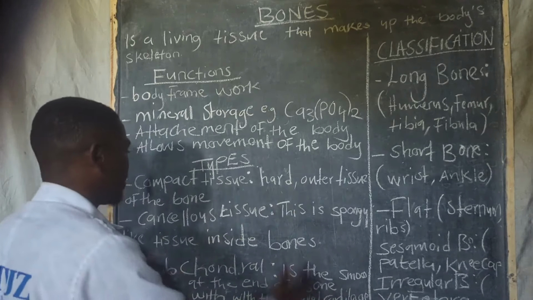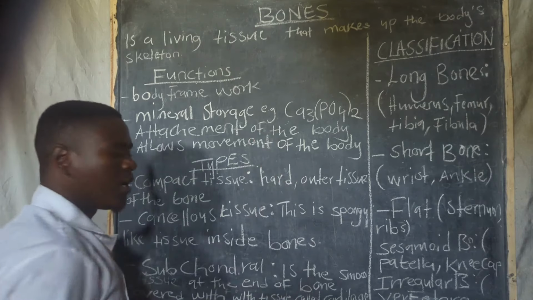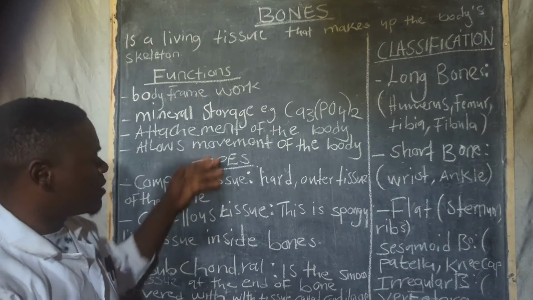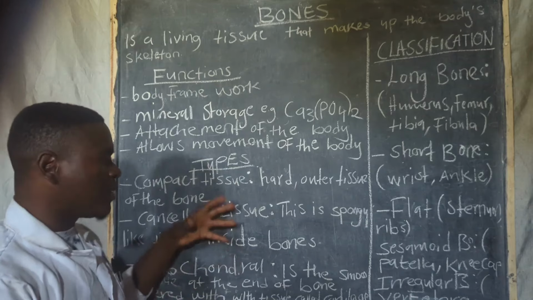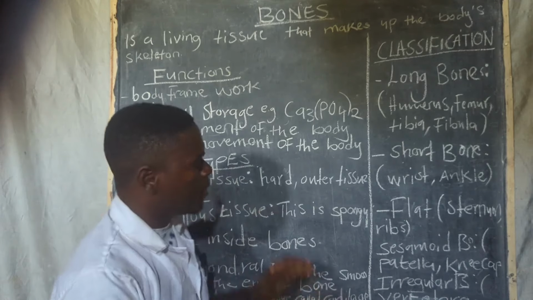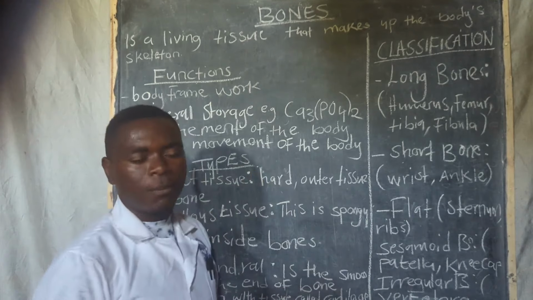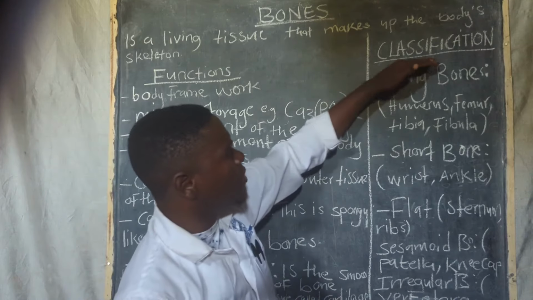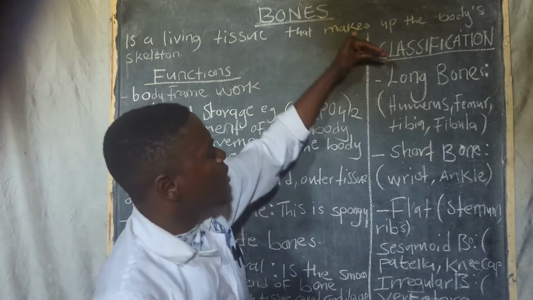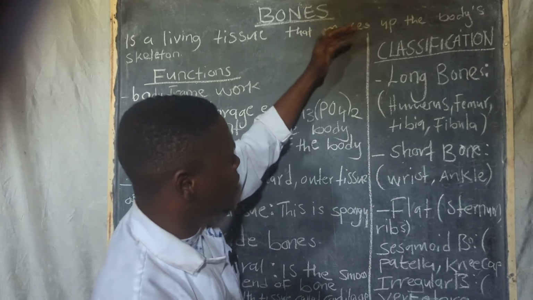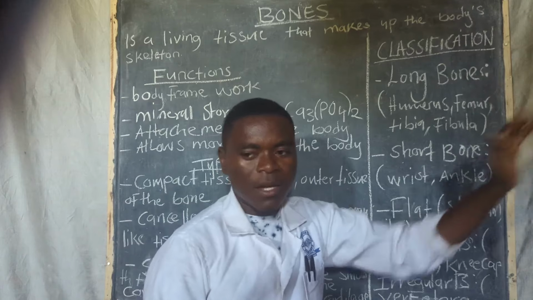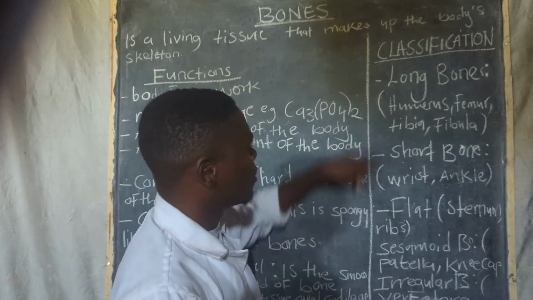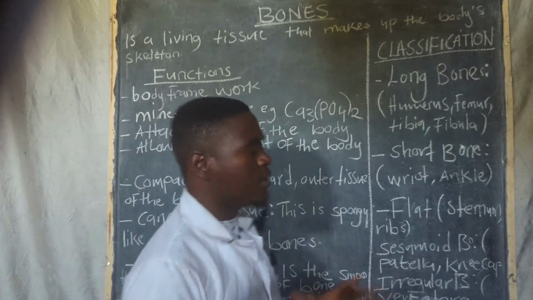So these are the three types of bones that you need to know and understand. If they come in an exam, you will be able to answer them clearly. We now go to classifications of bones. Generally these are classified into 5 classes, but I just want us to look at these 3.